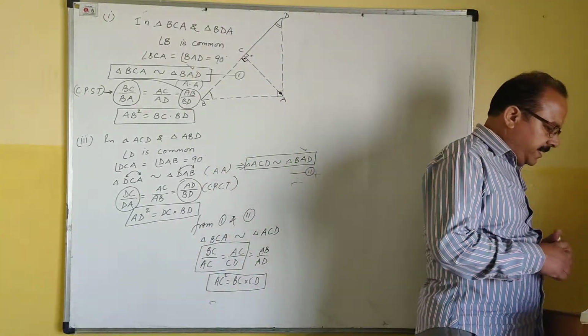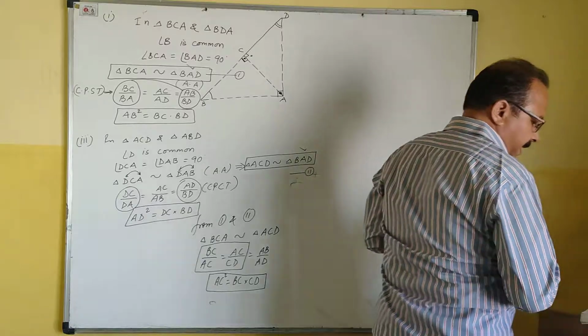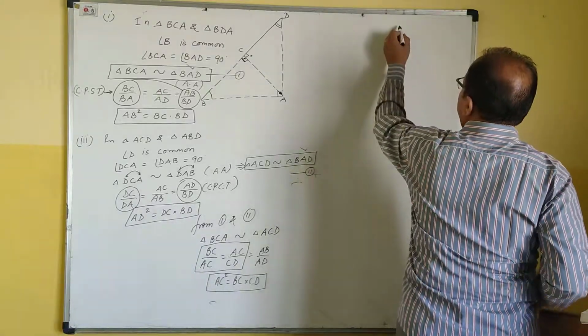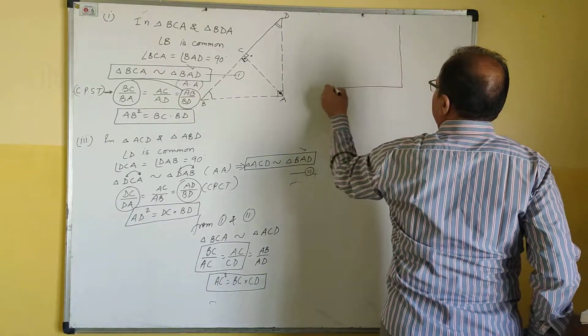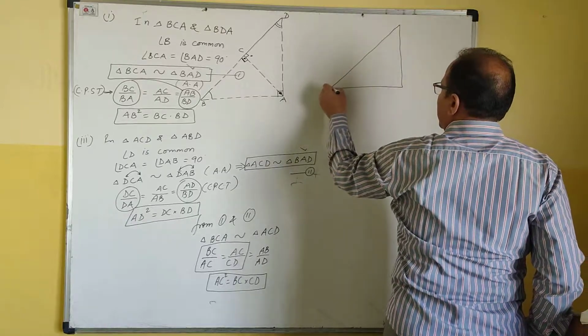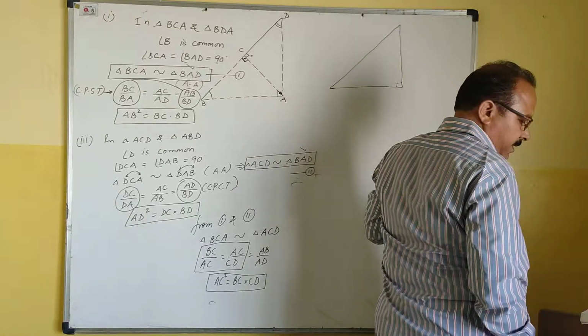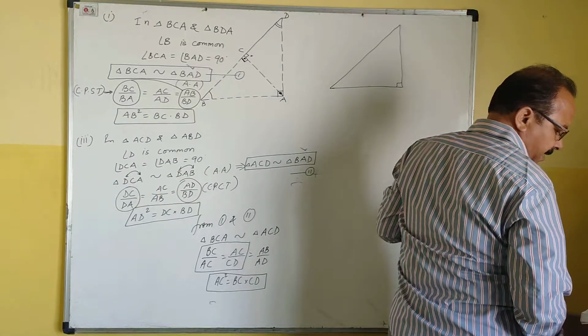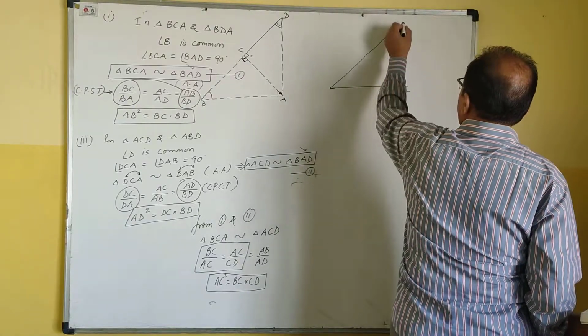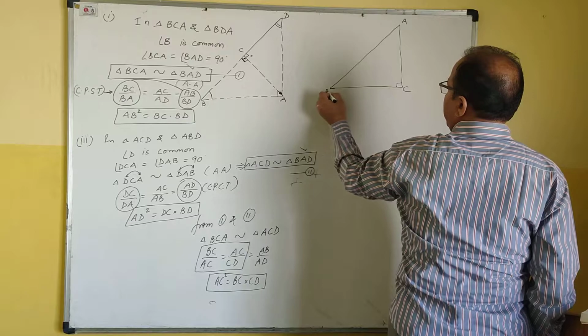हमसे कहा गया है ABC is an isosceles triangle right angle at C, prove that AB square is equals to twice of AC square. It is given that ABC is an isosceles right triangle at C. ABC एक isosceles triangle है right angle at C.